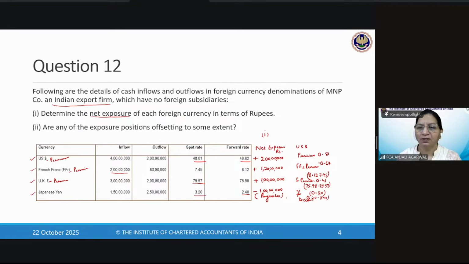So this is your net exposure, and this position has been offset to some extent because of the change in spot and forward rates, because the currencies were in premium or at discount. And good for the Indian export firm, all the currencies in which the exposure was in receivables, there the currency was in premium, and the currency in which the Indian export firm had payables, that currency was at discount. Right? I hope once again it is clear to all of you. Let's move ahead.